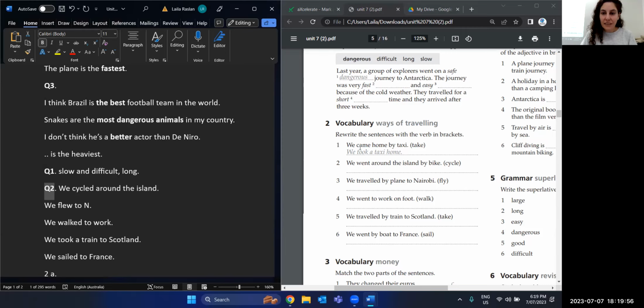So number 1, we need to rewrite the sentences. So we came home by taxi. We took a taxi home, past. This is the verb, but we need to put it in the past. We took a taxi home. So number 2, Jimin.